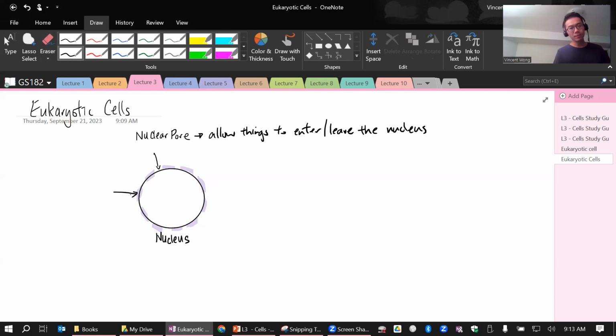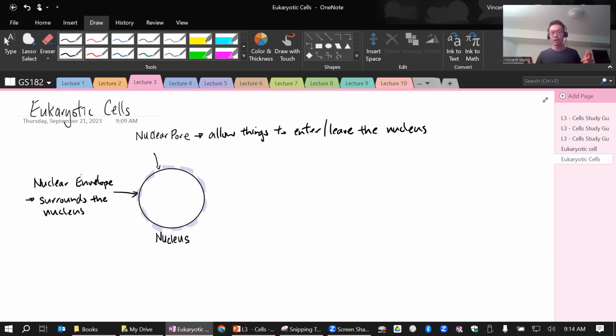Now this here is the nuclear envelope, which surrounds the nucleus. But it has some gaps in it, it has some pores in it to help regulate what goes in and out of the nucleus.